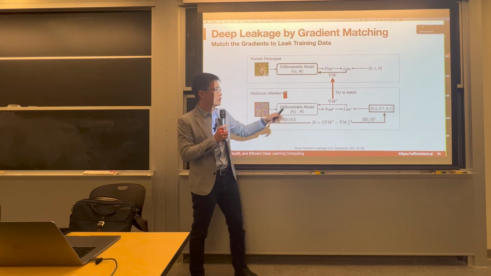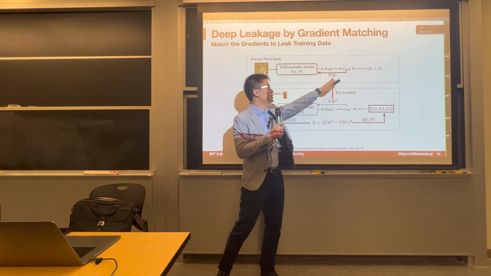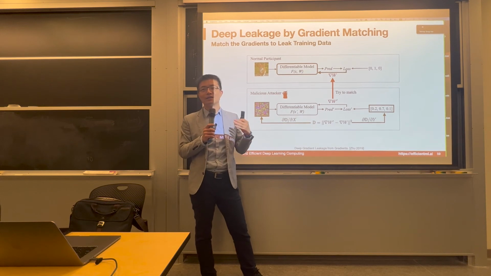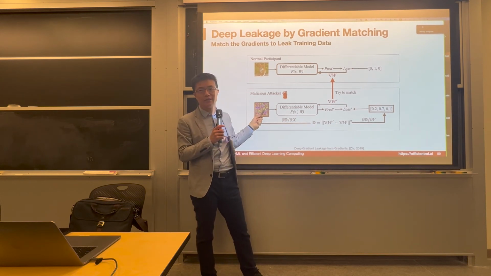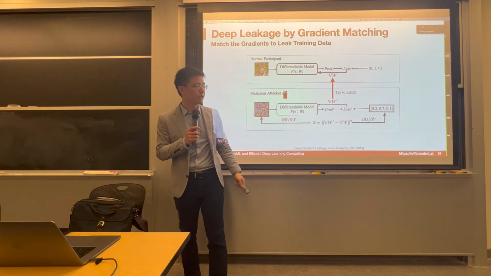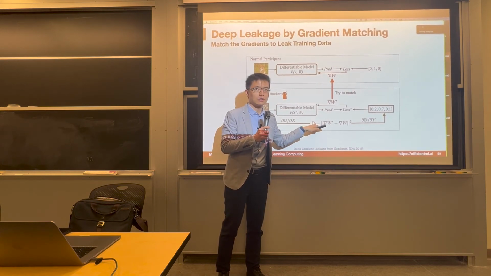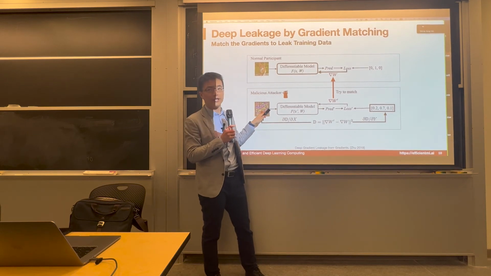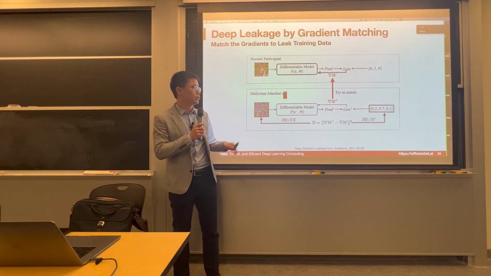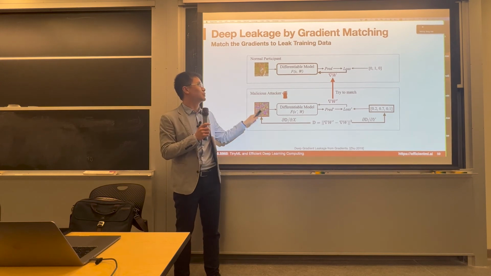So we can try to match these two gradients by calculating the difference of these two delta W. Then we backpropagate this loss to update the input and also update the random output, right? By trying to match these two gradients, we can calculate the loss, and we can use this loss to backpropagate to the input and to the output. So we can tune the input, and after a couple of iterations, we can actually recover the image.